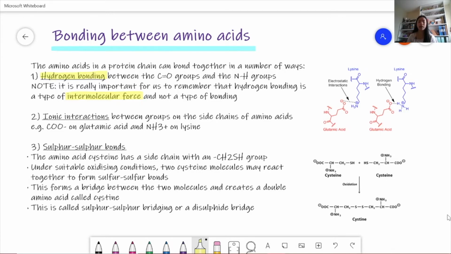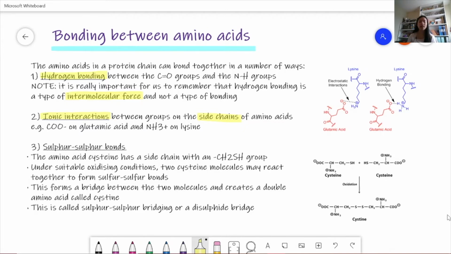The second type of bonding we have is ionic interactions. And this is between side groups or side chains of amino acids, so not the main bit of it. And so, for example, we have the CO- group on glutamic acid and NH3 plus on lysine.